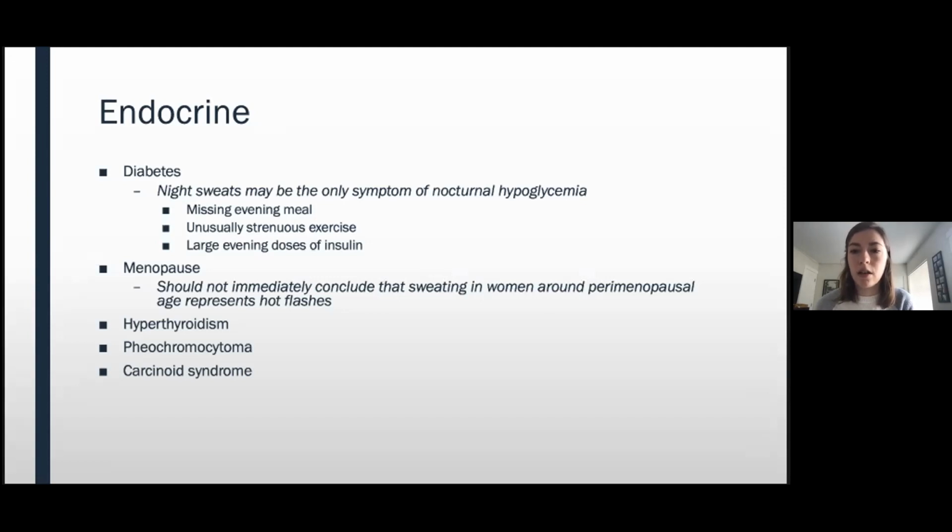Rebecca, I see your comment in the chat. What does the timeline look like for sweat with alcohol withdrawal? Is it only during active withdrawal, or could it occur weeks or months after someone stopped drinking?